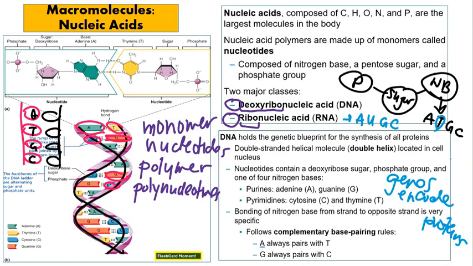So A is always going to be paired with T. T is always going to be paired with A. G is always going to be paired with C. And C is always going to be paired with G. And that's how it goes when it comes to complementary base pairing for DNA.